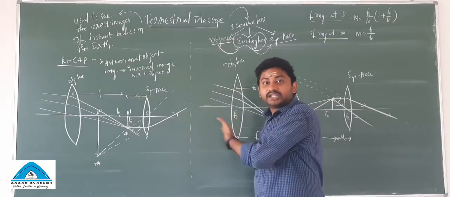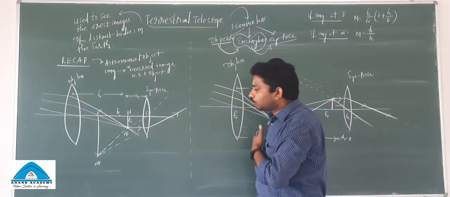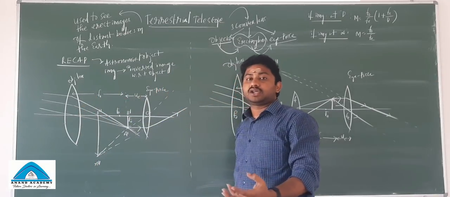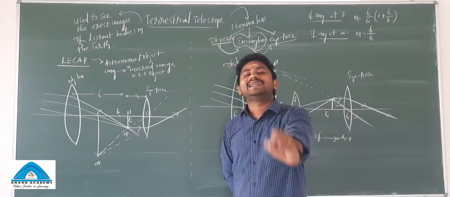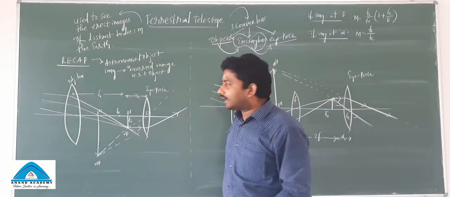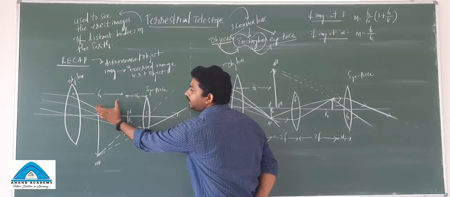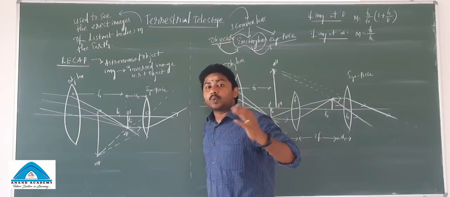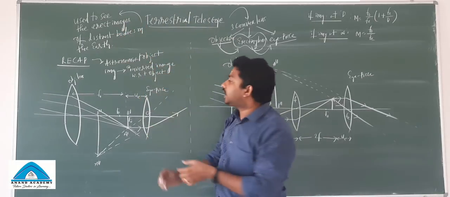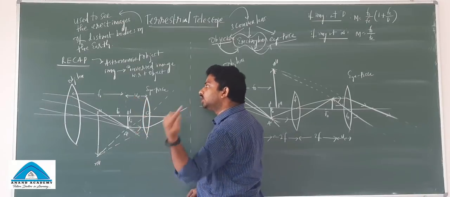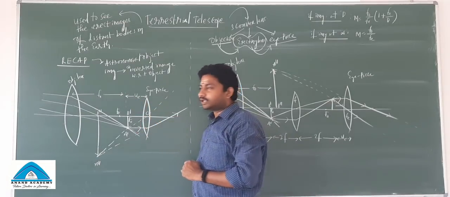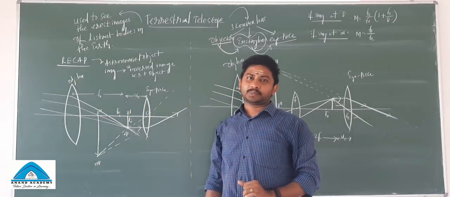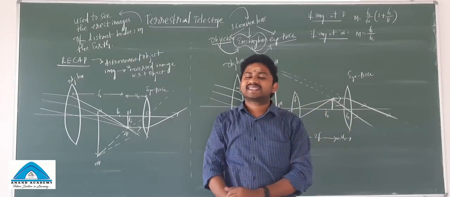Before going into the deep concept of the terrestrial telescope, one more important thing. This is the case where we have assumed the image is formed at the least distance of distinct vision. In that case, the length of the telescope will be f0 plus ue, when the image is formed at D. When the image is formed at infinity, then this ue will be equal to the focal length of the eyepiece, fe. So f0 plus fe will be the length of the telescope. I hope you could recollect the last session.